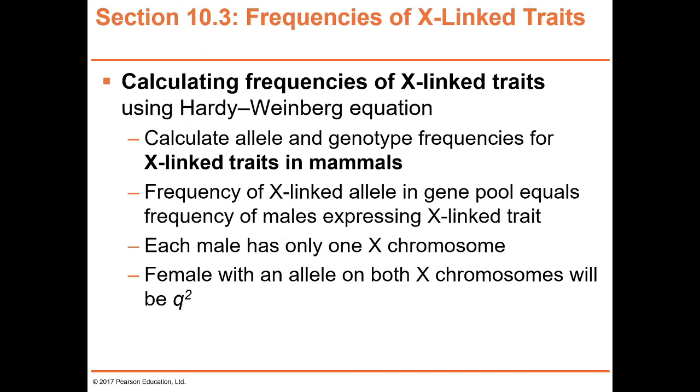Calculating frequencies of X-linked traits using the Hardy-Weinberg equation. For an X-linked allele, do you remember? Only men will have the disease, women will be carriers, and women can also be normal. But for men, if a man is normal, it means that he doesn't carry the allele at all. So let's say that a woman with an allele on both X chromosomes will be Q squared.